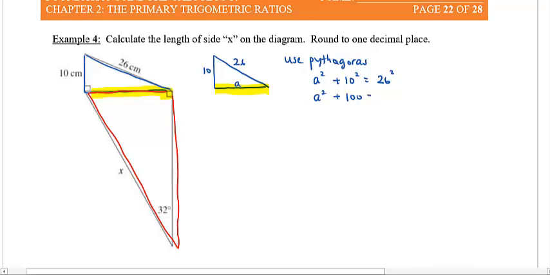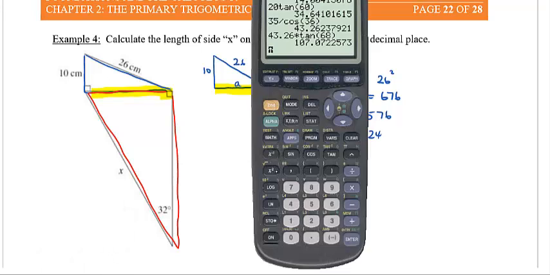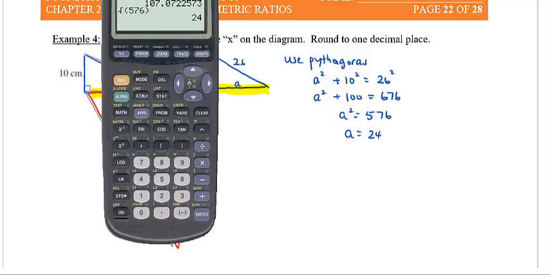That's 100. 26 squared is what? 676, I believe. a squared then equals 576. And I think a just becomes 24. Let me just double check that. Square root of 576. Yes, it is 24. Perfect.